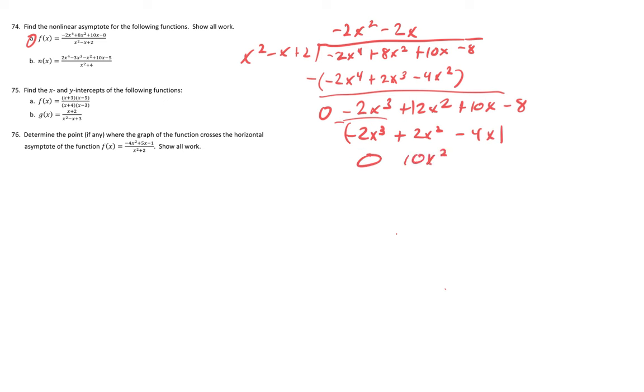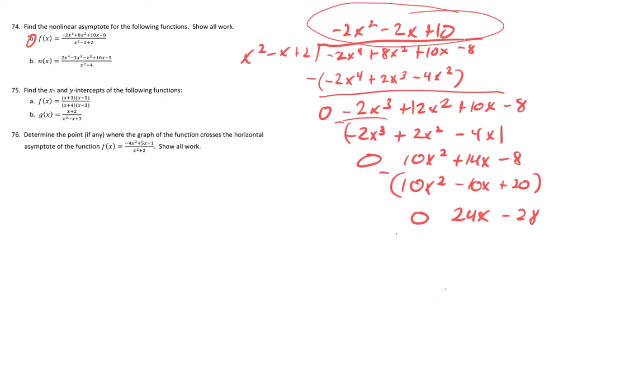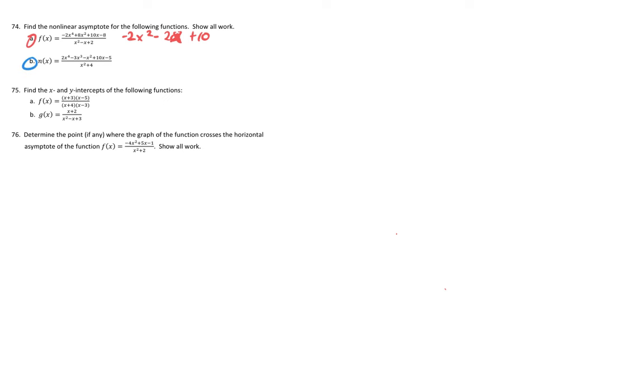0, 10x squared plus 14x minus 8, and then plus 10, 10x squared minus 10x plus 20, subtract that off, be left with 0, 24x minus 28. At this point we can't do anything, but that's going to be our nonlinear asymptote. B, same idea here.